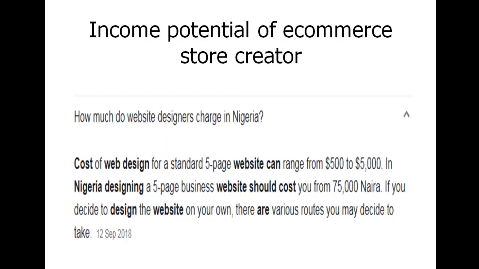And now to round up this particular aspect of the training, especially for this day 1 training, we are looking at the income potential of an e-commerce store creator or e-commerce web designer. Now you may ask what the potential of this is. I want to tell you that your income potential to become an e-commerce website creator or designer is on the high side. You can see on the screen how much do website designers charge in Nigeria, and it says the cost of website design for a standard 5-page website can range from $5 to $5,000.